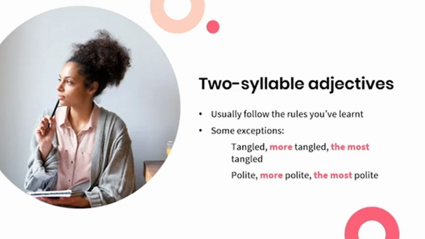As you can see, in these exceptions, we don't add ER or EST, and we use the words more or most. It's best to learn the correct forms, but if you are ever unsure of whether a two-syllable word follows the usual rules, rather use more for comparative forms and the most for superlative forms, just to be safe. But like I said, it's best to learn the correct forms.